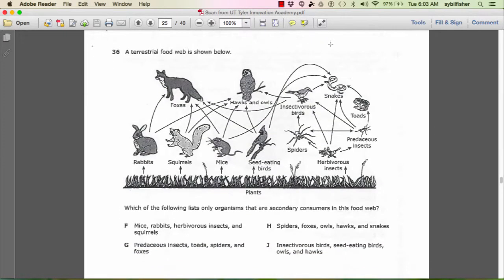A terrestrial food web is shown below. Which of the following lists only organisms that are secondary consumers in this food web? F. Mice, rabbits, herbivores, insects, and squirrels. G. Predaceous insects, toads, spiders, and foxes. H. Spiders, foxes, owls, hawks, and snakes. J. Insectivorous birds, seed-eating birds, owls, and hawks.